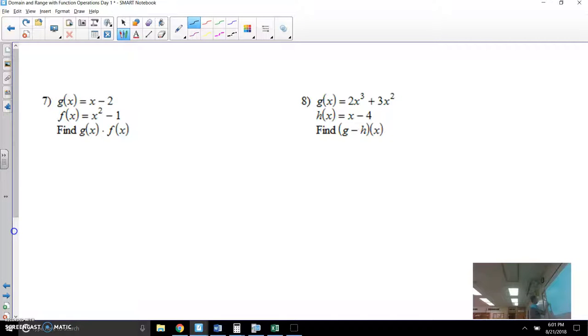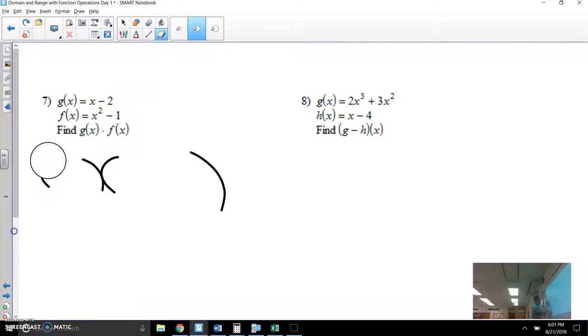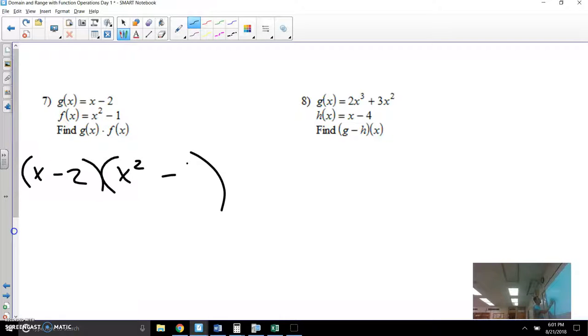Maybe we'll multiply this one together to see if that's something you understand. I know this is multiplication because of that dot between the two. That is not a decimal place, that is a multiplication sign. So I have g of x, which is x minus 2. I have f of x, which is x squared minus 1. And so we need to start multiplying these together to see what we get.